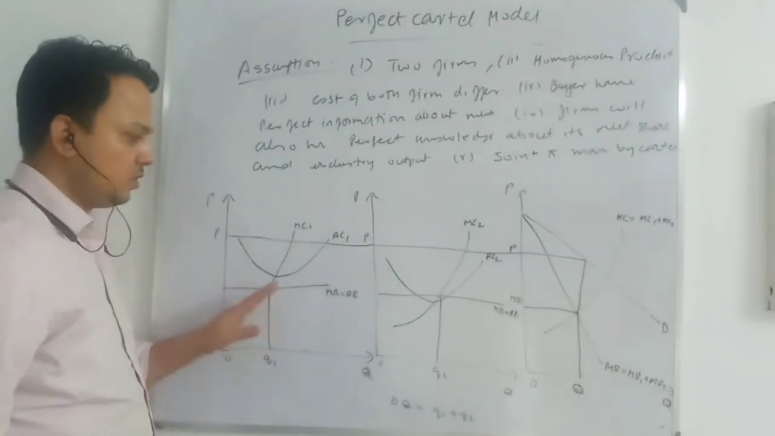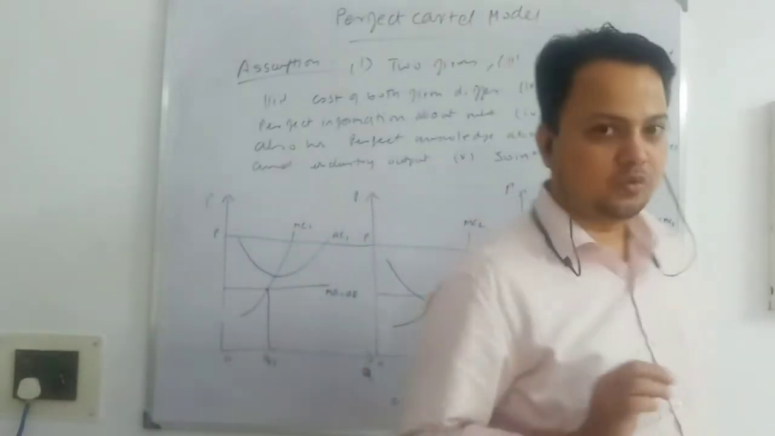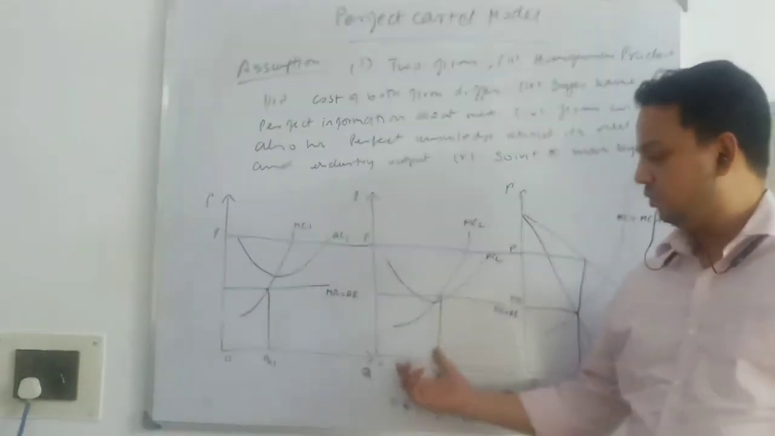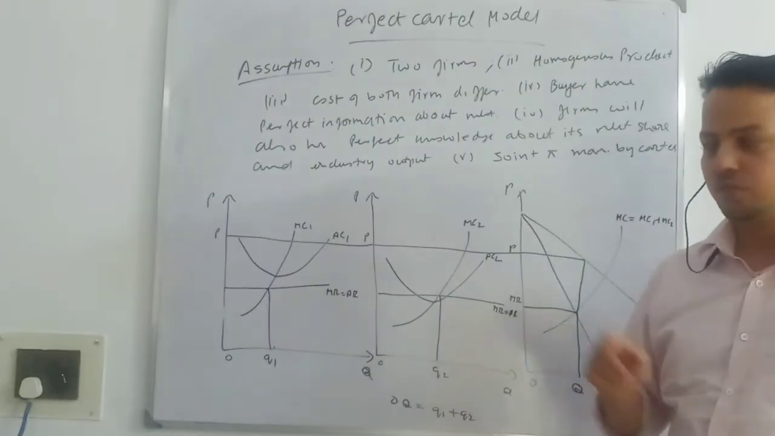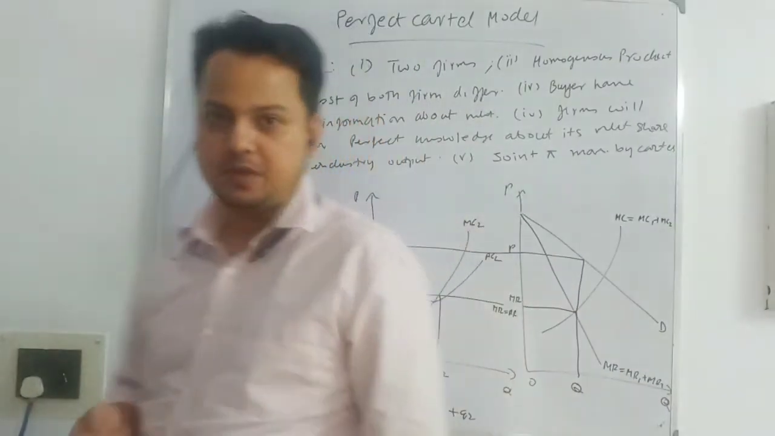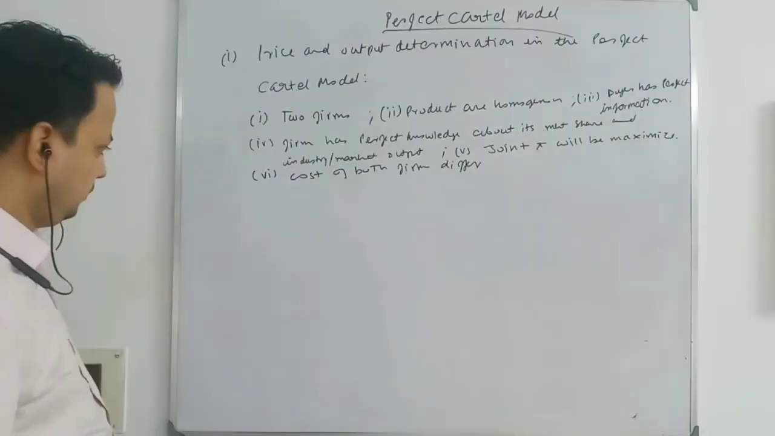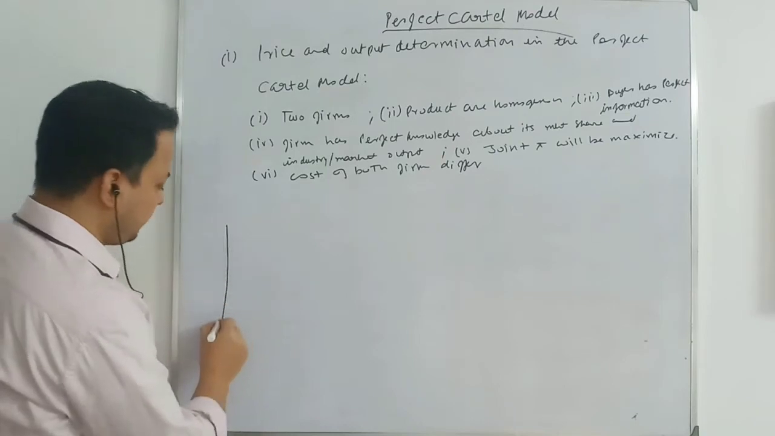In this way, the firms are producing a joint output that maximizes their joint profit. We will do one numerical, and it will be clear to you how this joint profit gets maximized and how they are able to charge a high price. Let me draw it smaller, so that I can have some space there.